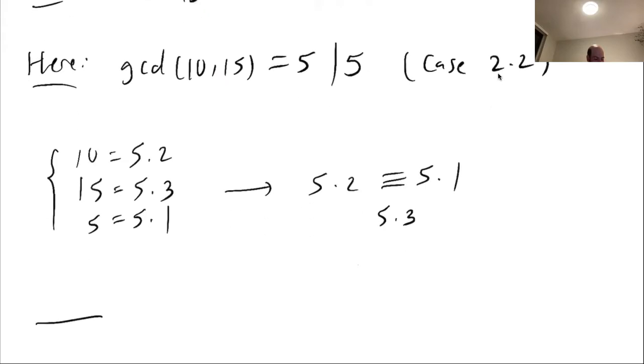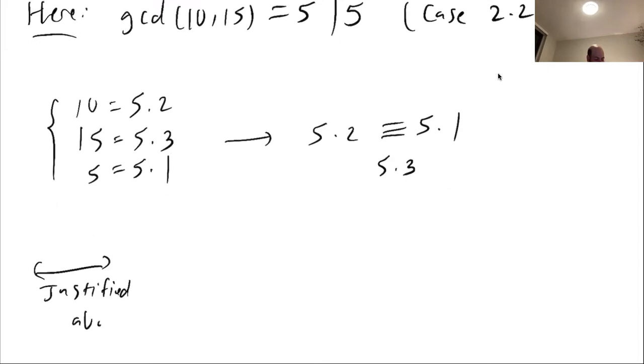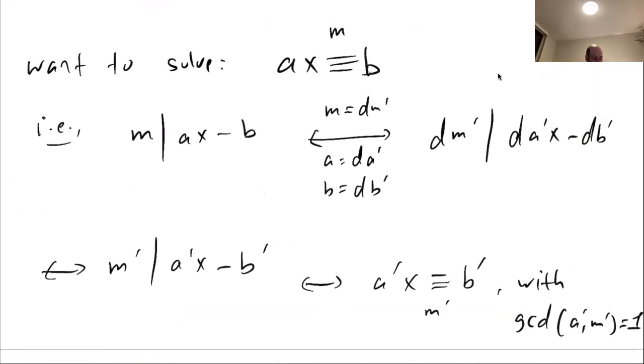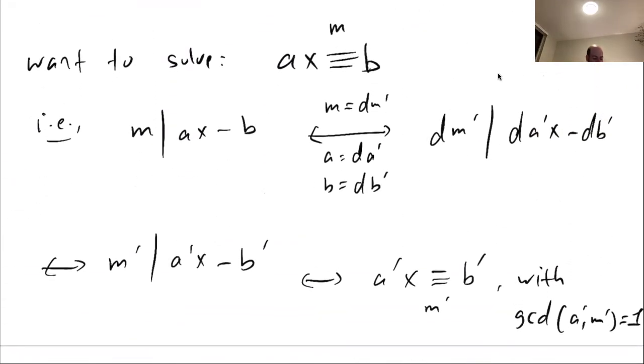And we saw, justified above, that we are allowed to cancel 5 and divide all these numbers by 5. Because if you look at the recipe in case 2.2, we said that AX congruent B mod M has the same solutions as A prime X congruent B prime mod M prime.